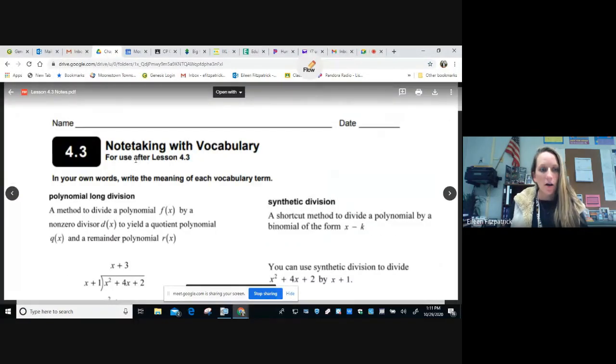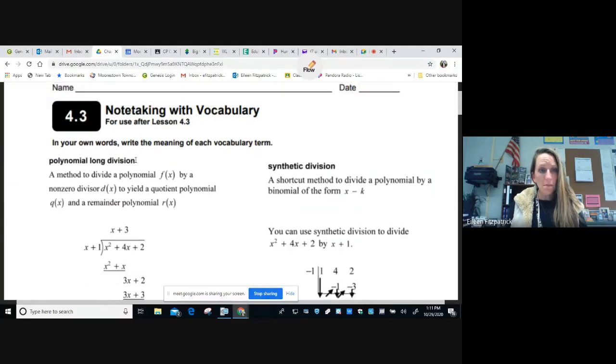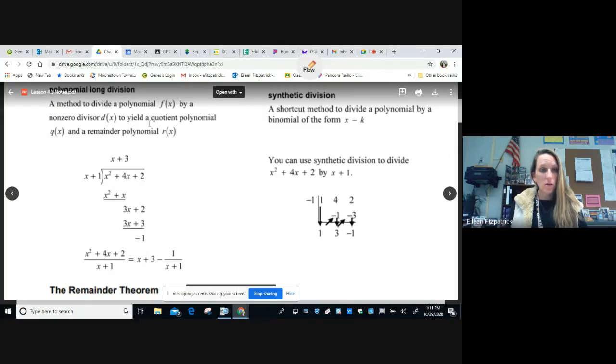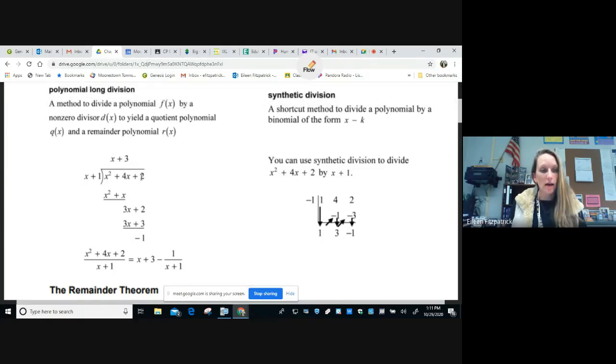Sorry about that. Okay, so polynomial long division is a method used to divide polynomials by a non-zero divisor to yield a quotient polynomial and a remainder polynomial. So they use all these f of x, d of x, q of x, r of x. All right, d of x is the divisor. That's the polynomial that goes out in front of the house. All right, the dividend, what you're dividing into, goes under the house.